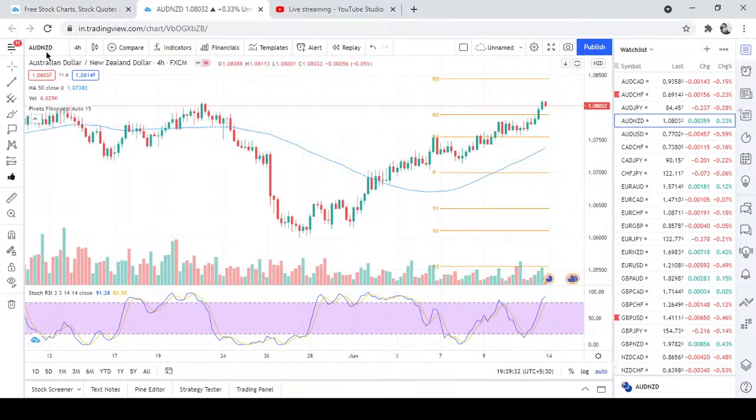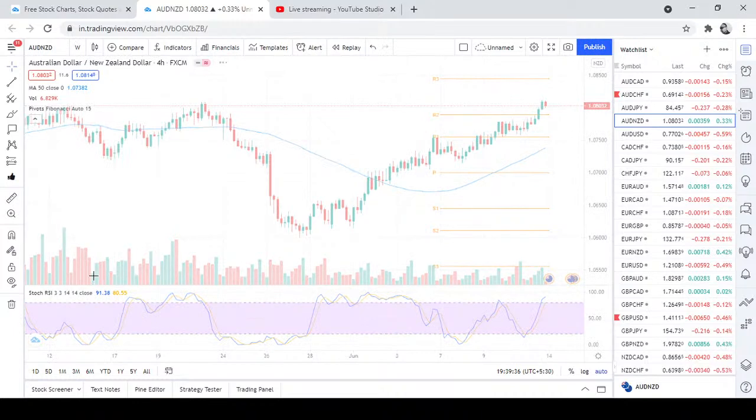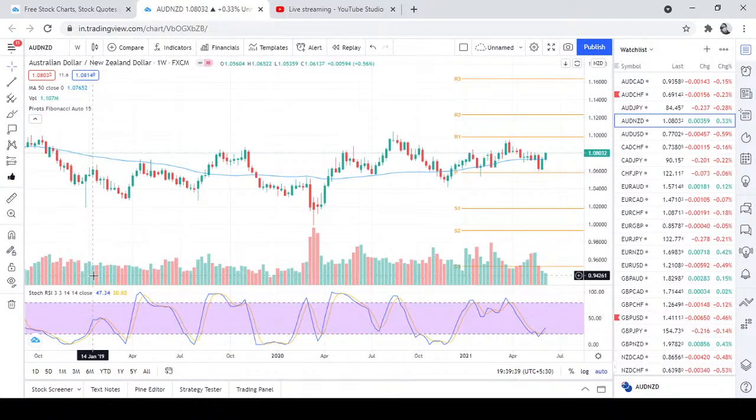So let's switch to the weekly time frame once and see what should be the strategy, or what the weekly time frame is telling us. The weekly time frame is also telling us the same story. You can see that this week the market formed a green candle. The previous week also the market formed a green candle, and the market has already bounced from this particular support level. Therefore, the market is also very much bullish.